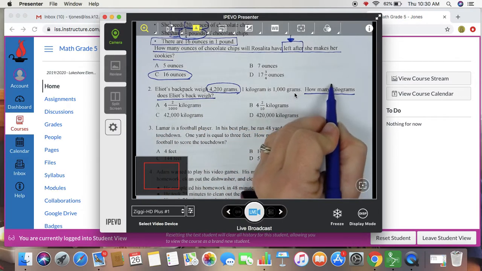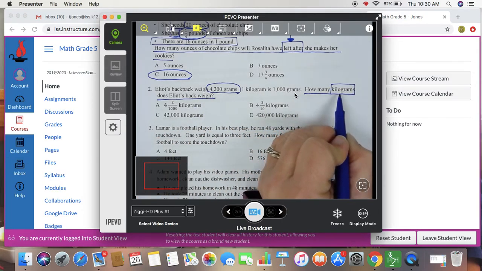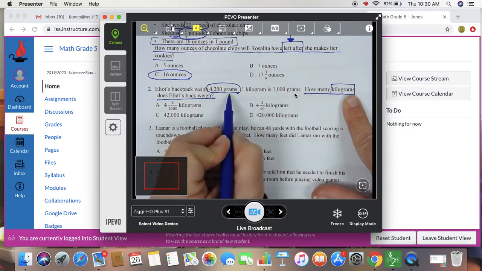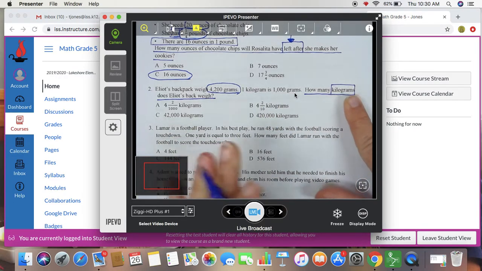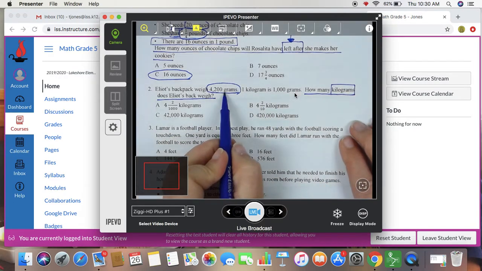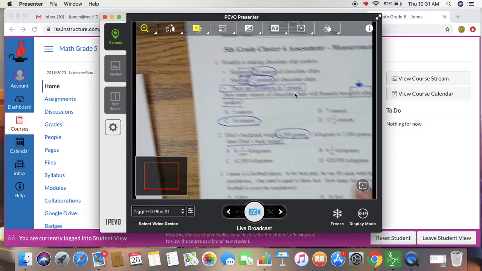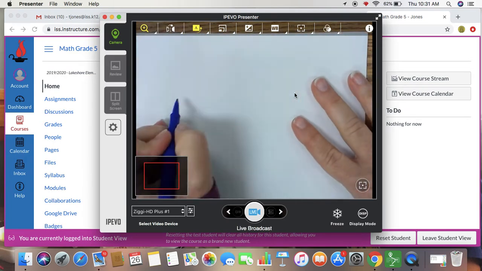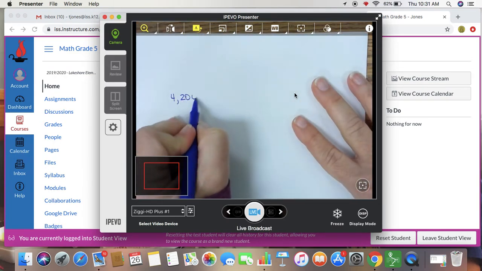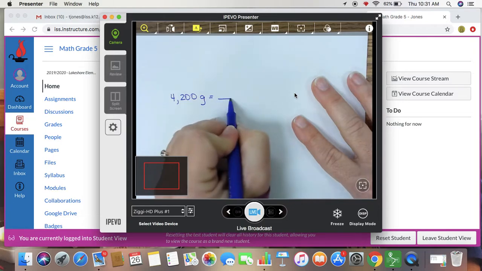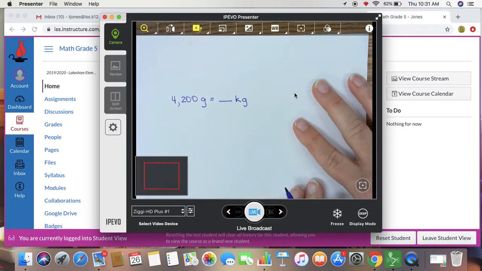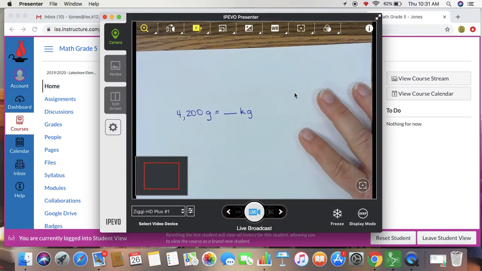Well, this is definitely a keyword because I know I'm going to switch it to kilograms and this is in grams. So this is just a direct conversion. We're taking 4,200 grams and turning them into kilograms. Okay, so I'm going to switch this over here. I have 4,200 grams, and I'm turning them into kilograms. Okay, direct conversion, just like we did on our worksheets.